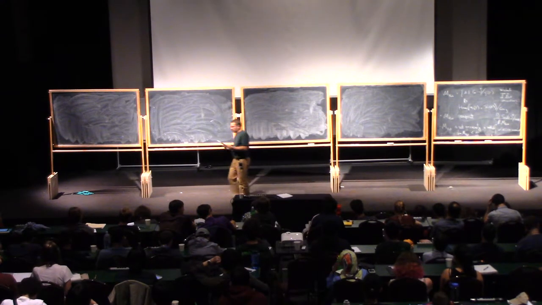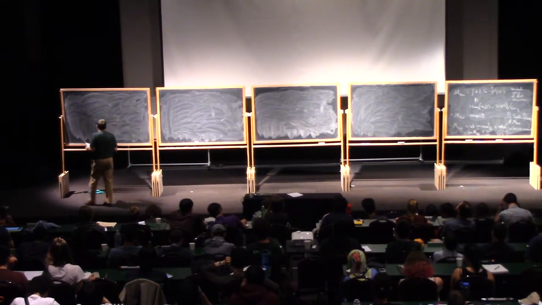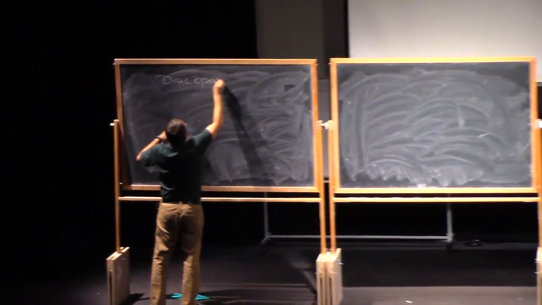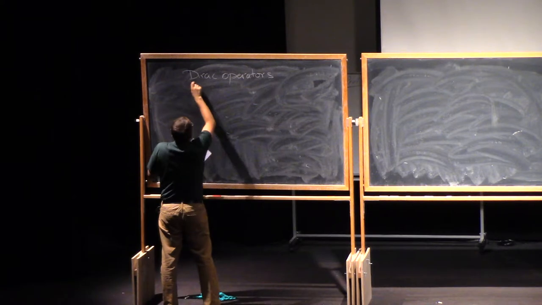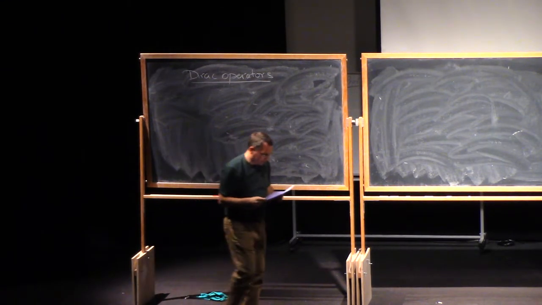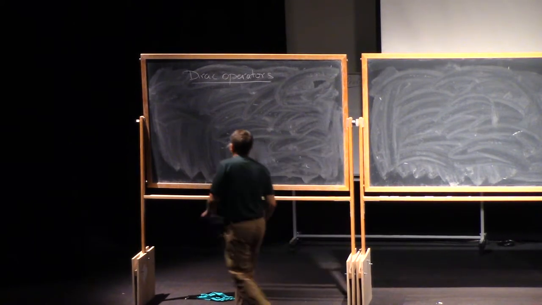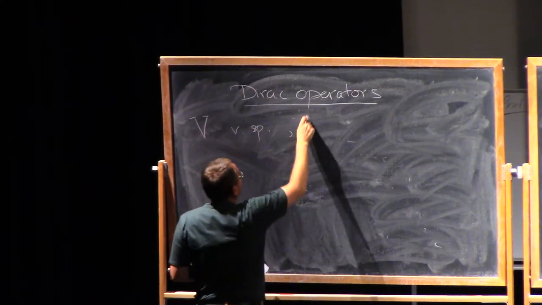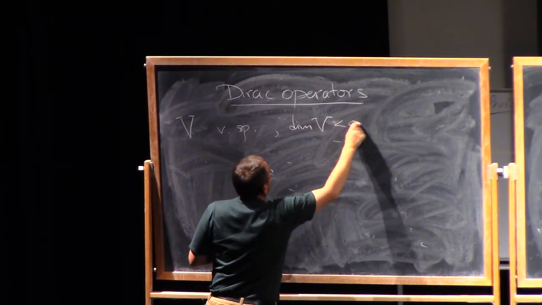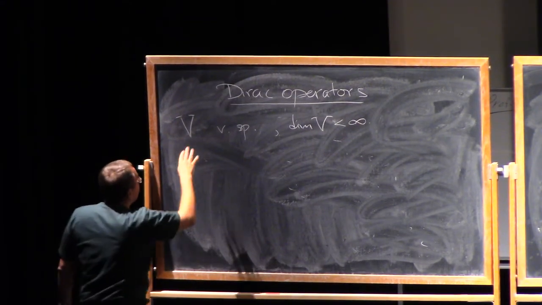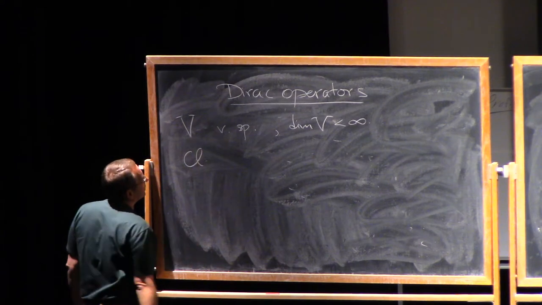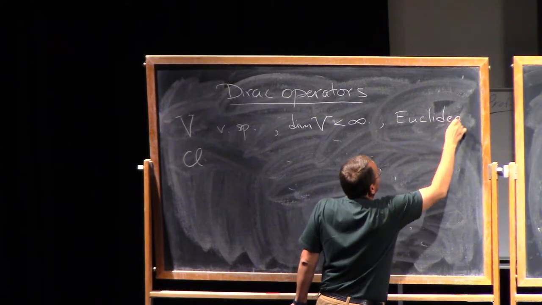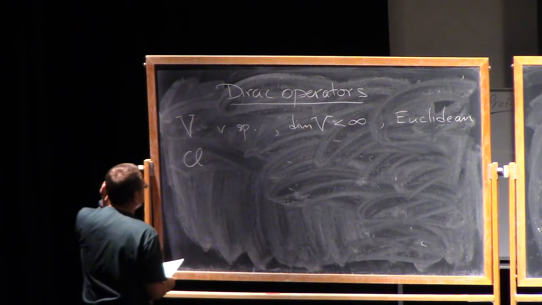Okay, so one more topic that I wanted to discuss today are the Dirac operators. And this is the following thing. So we start first with a vector space. So V is a vector space. Say the dimension of V is finite. And for this, we can construct an algebra in a canonical way, at least if V is, say, Euclidean.